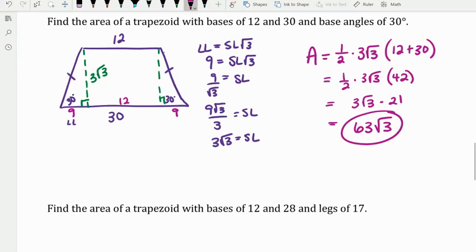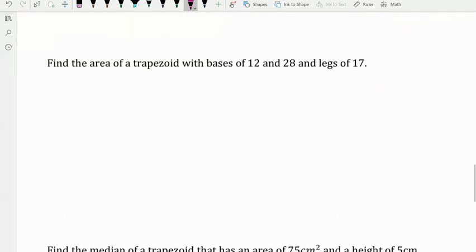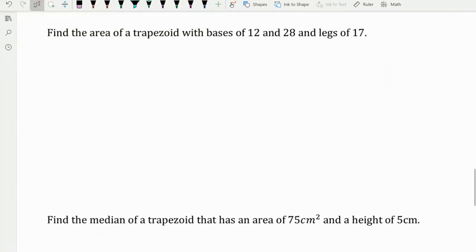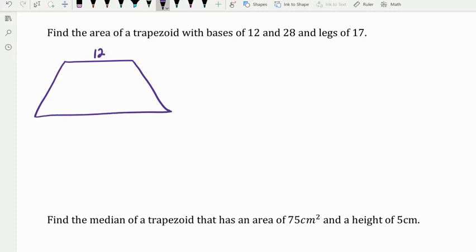All right, next one. Find the area of a trapezoid with bases of 12 and 28 and legs of 17. Okay, so if we draw our trapezoid here, one of our bases is 12, the other base is 28. It says both legs are 17, so again, we've got an isosceles trapezoid, right? We're going to draw in our height here. And again, it's important to know it's an isosceles trapezoid because that means I can split the leftover on the bottom here. So again, this is 12.